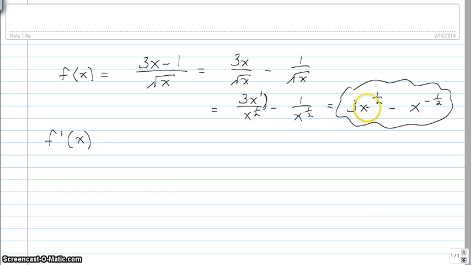So constant stays. So to get the derivative, I've had 3 times 1/2, which is 3/2. Subtract 1 from the exponent. And then here, using the power rule, negative 1/2 times negative 1, so that's positive 1/2. Subtract 1 from the exponent. And that's your derivative, and then you can just simplify.